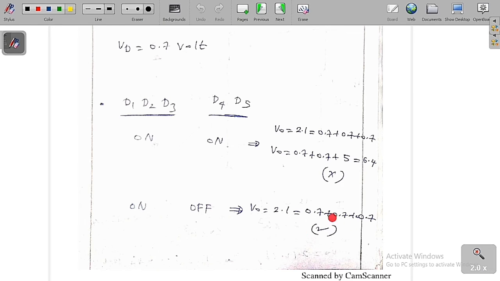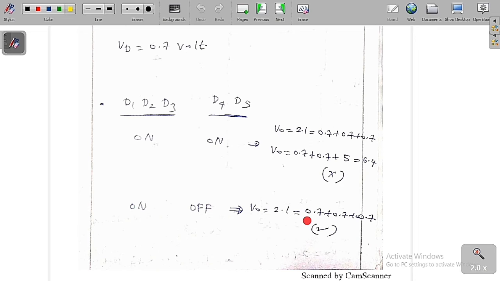So this satisfies our assumption also, because the result is V naught equal to 2.1 and Vs is equal to 5. So Vs is greater than V naught, and the diodes D4 and D5 are reverse biased, so they are going to get off. This solution shows that the assumption is correct. Therefore this is the correct solution, so V naught is equal to 2.1 volt. Let's go for the other case also and we will see whether they are true or not.